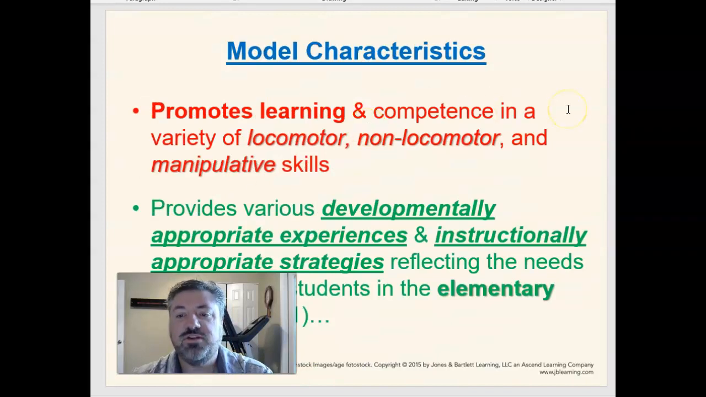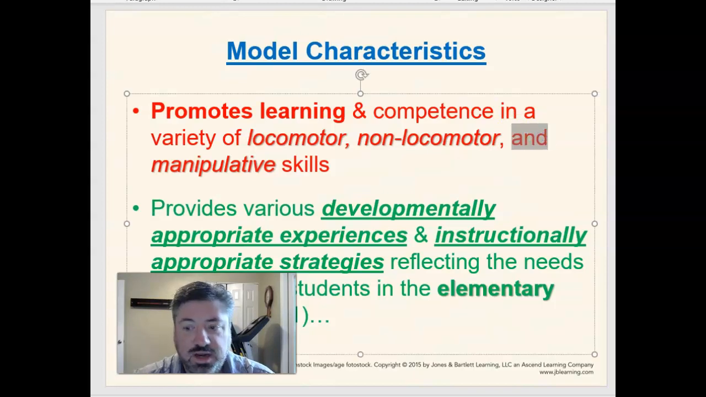What are some model characteristics of the skill theme model? All right. First of all, it promotes learning and competence in a variety of our movement skills and movement patterns: locomotor, non-locomotor, and manipulative skills. Right? Competence, remember, means that we are becoming an average or above average performer of a skill. It's not an expert, it's more than a beginner, but competent means you reach an acceptable level of success.